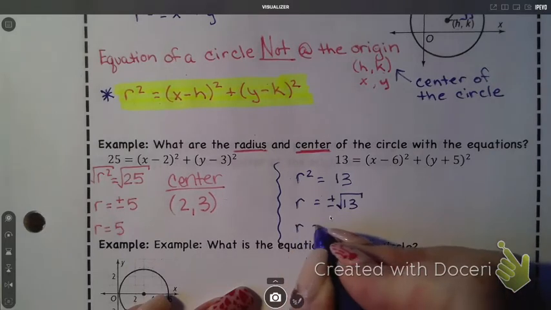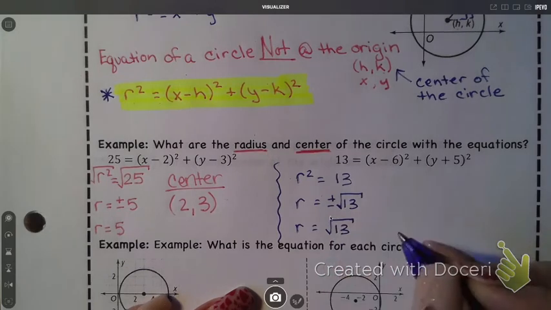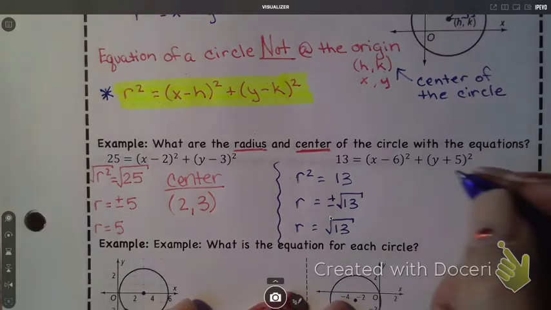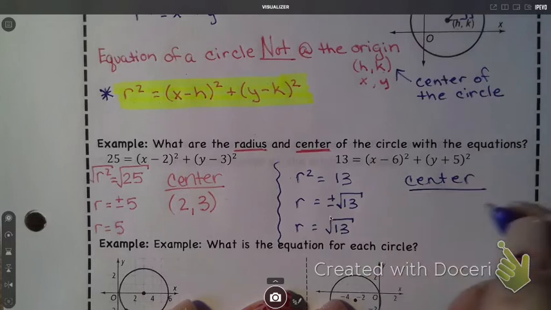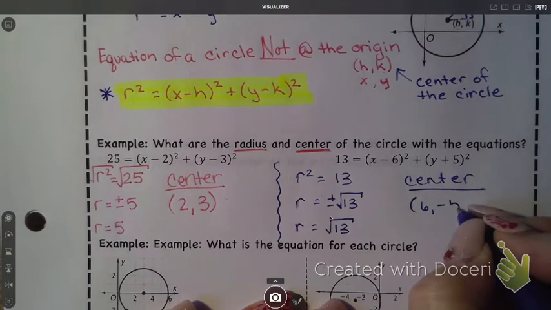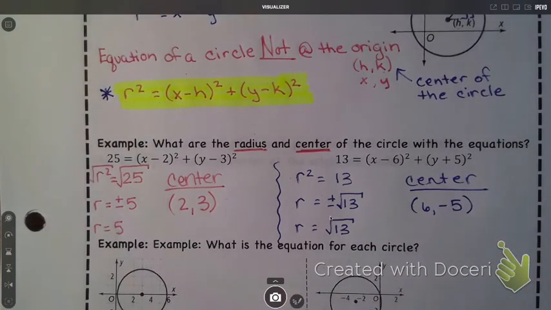Did you get r equals the square root of 13? Okay. It looks funny, but is the square root of 13 a number? Yes. Okay. And the center is at 6, negative 5. That's what I was going to say. Who remembered to take care of that?